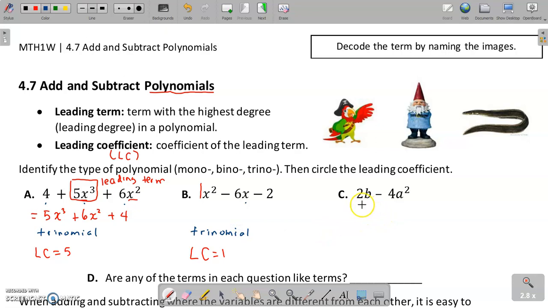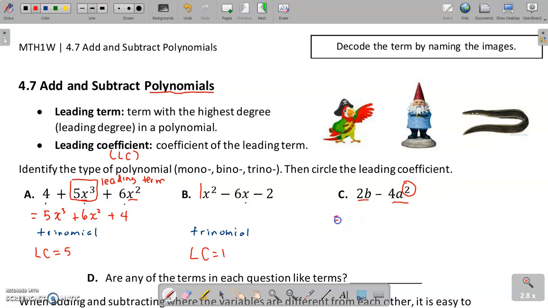Now we look at these 2 terms, and while you're watching this video, at any point you can pause it and try it on your own first, and then start it up to confirm your answer. So if we look here, which term has the highest degree? And it would be this one because it has the squared term.